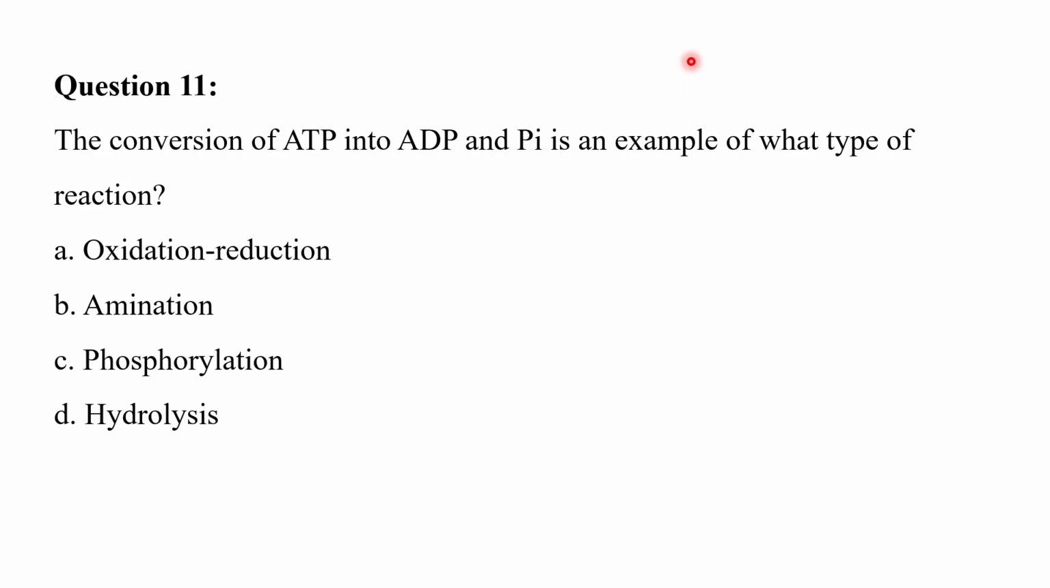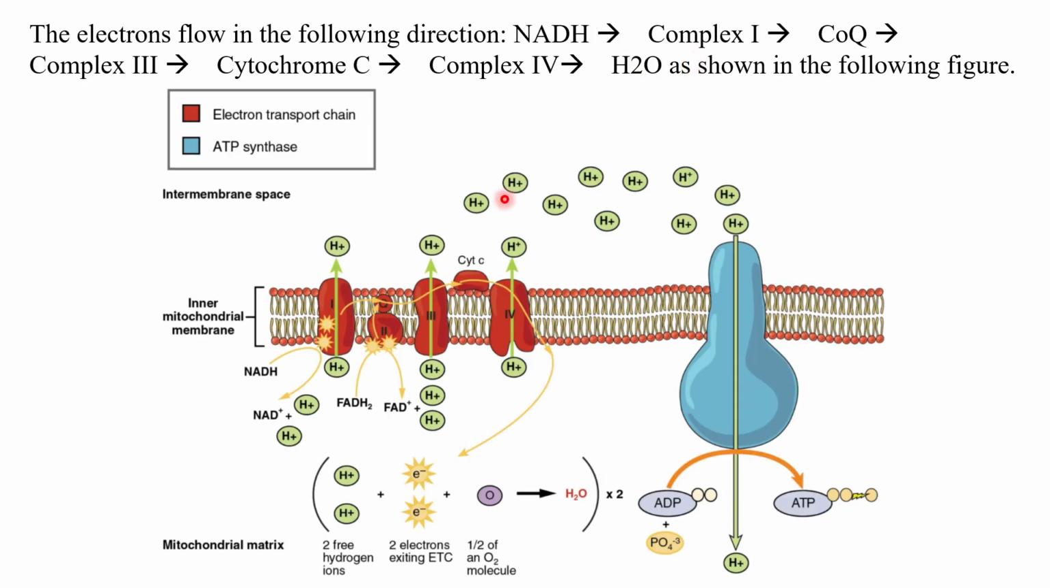Question number 11. Ma'am, what is the role of the electron transport chain? Why do we do the electron transport chain? I'll tell you. So you see this blue protein, it is actually ATP synthase. What is ATP synthase, ma'am? I am telling you. ATP synthase is basically the enzyme that is synthesizing the ATP molecules from ADP.